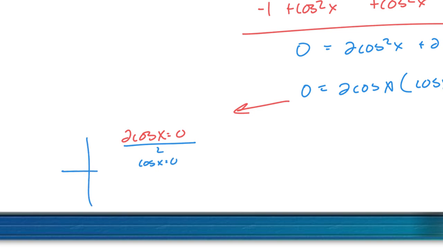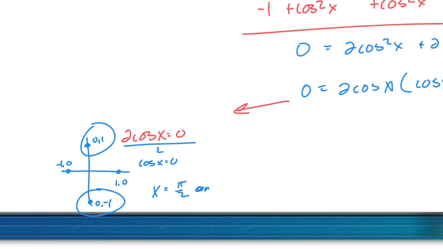And if I think about my coordinate plane, here's my quadrantals. We get 1, 0, 0, 1, negative 1, 0, 0, negative 1. Cosine refers to the x value, so cosine is going to be 0 up at the top and at the bottom. So here we get x equal to pi over 2 and 3 pi over 2.